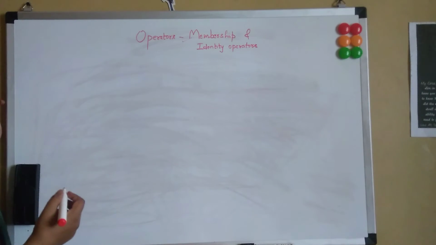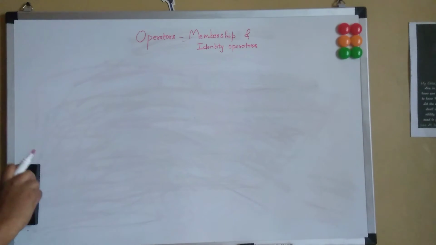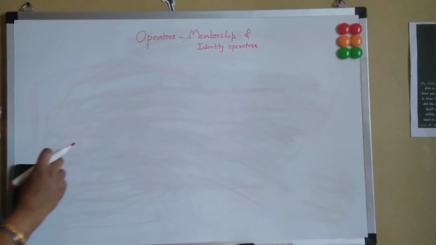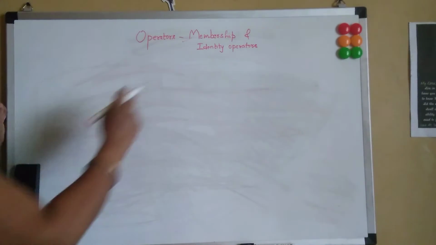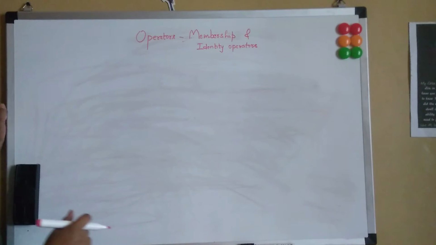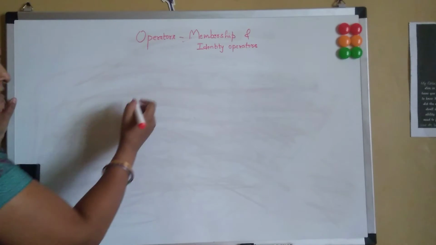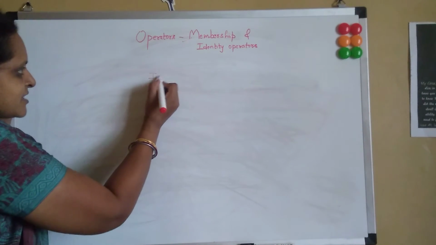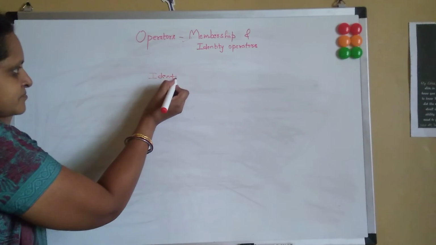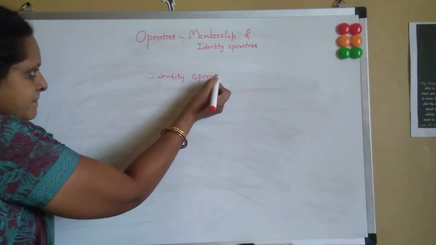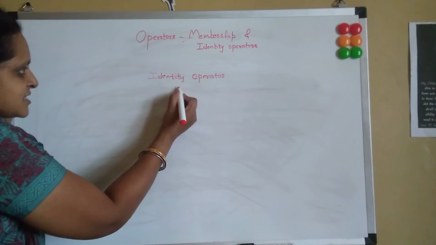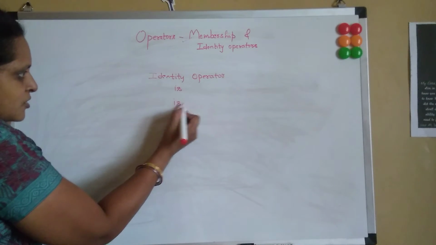Identity operators means if two variables are pointing to the same object, which have the same memory location, then we say it is an identity operator. Identity operator is of two types, is and is not.